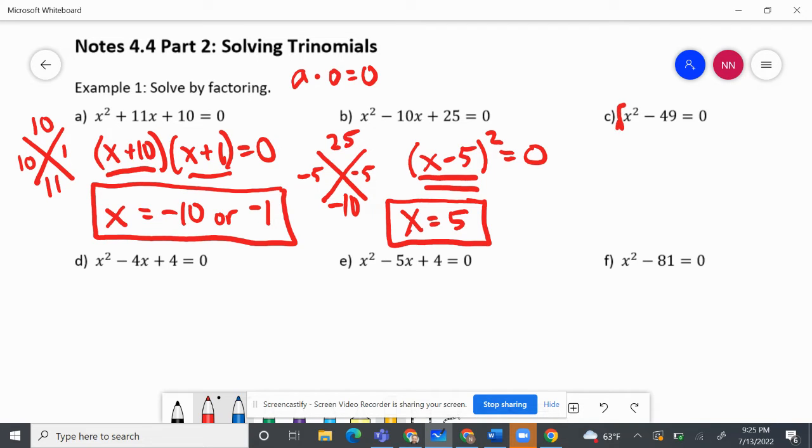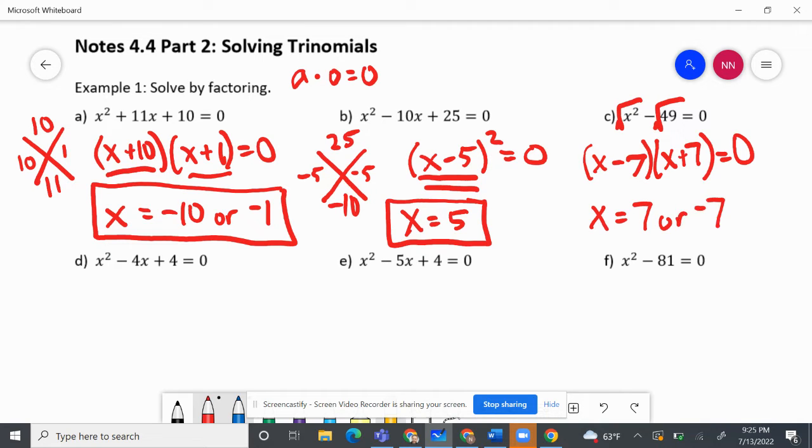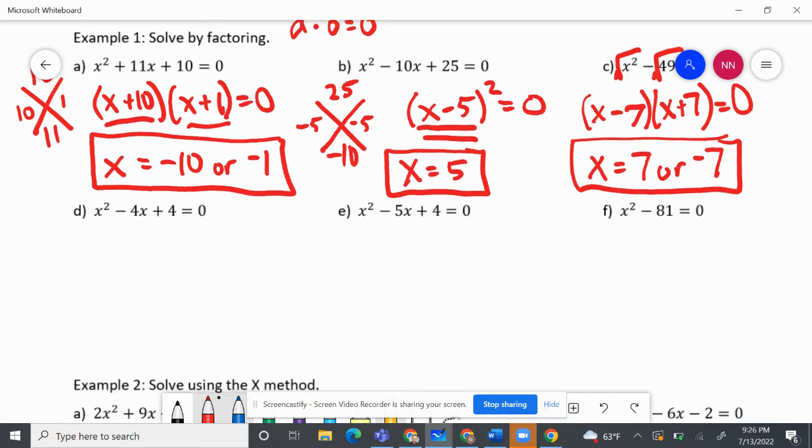Here, it's a special factoring pattern because we could take the square root of both of them. So x minus 7 and x plus 7. And when we do the opposites, we get 7 or -7. So pause the video and try those next three.